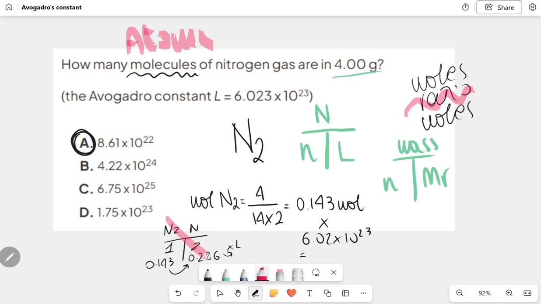So of course this is not the case here, but please pay attention when you have an Avogadro's constant question. What are you asked? Atoms, molecules, or even ions? Because you might have to apply the ratio.